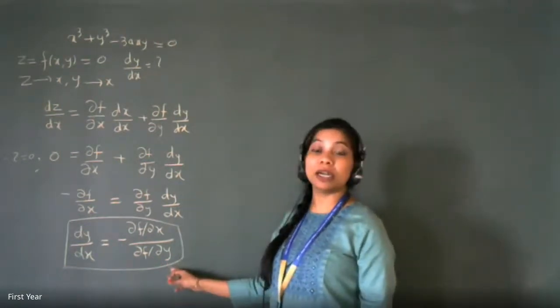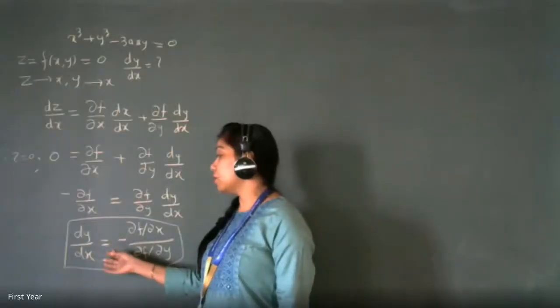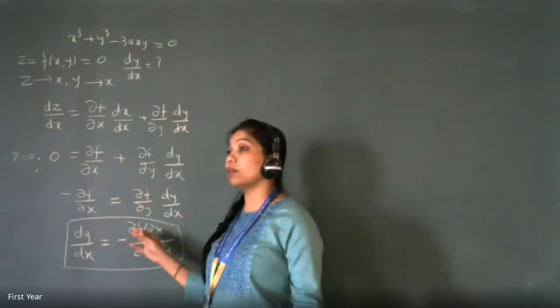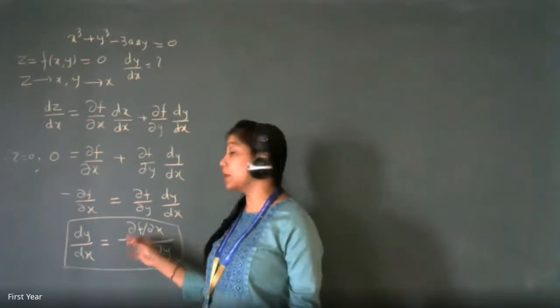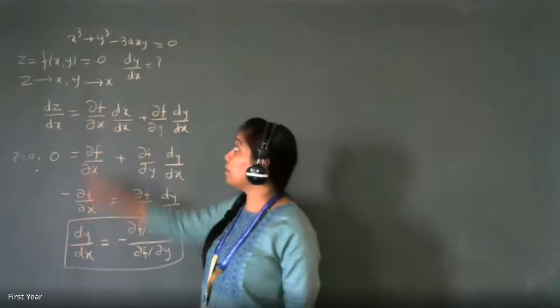So is this part clear to everyone? How do we get dy by dx? Remembering the formula is also not very difficult. Writing the formula without remembering it is also simple. This is dy by dx, and you have to find it with the help of f.